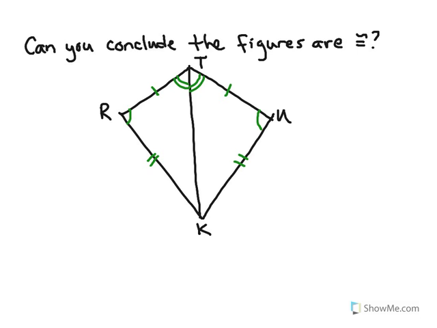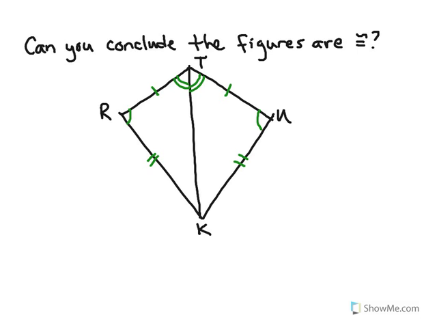Another kind of problem that we're going to run into is being given a picture with all of its labels, or at least some, and asking you to conclude if the figures are congruent. So just like before, we want to determine if all of my pairs of sides and angles are congruent. And I think it might be easier to tackle the angle part first.